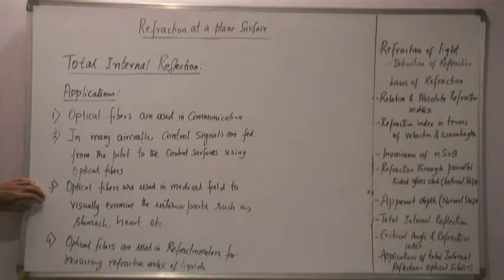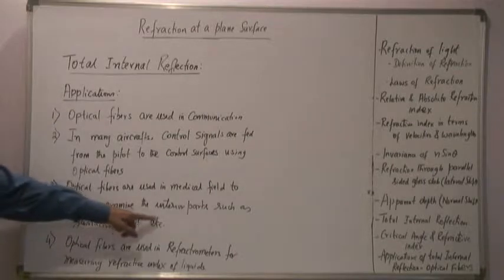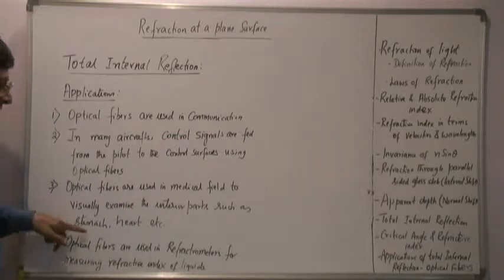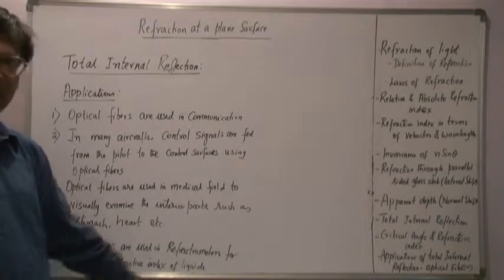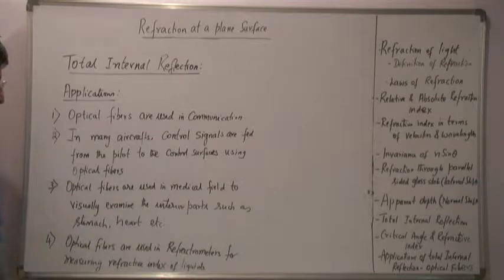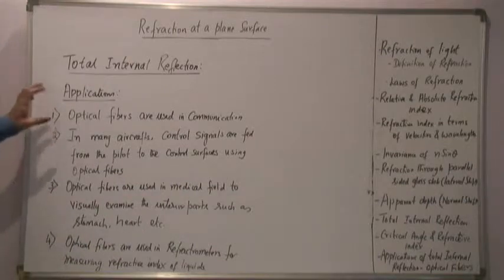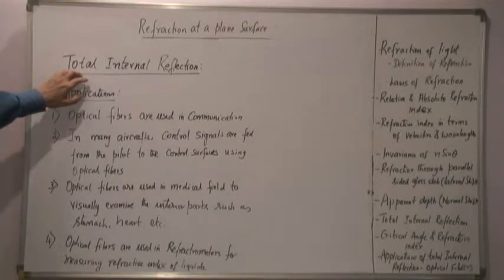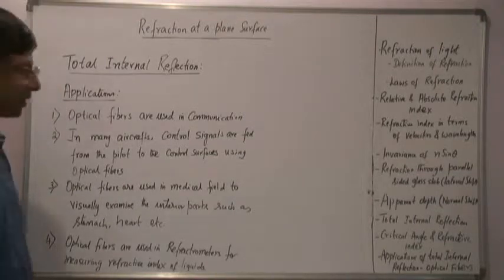Again, optical fibers are used in medical fields to visually examine the interior parts of a human being, such as the stomach, heart, etc. And finally, optical fibers are used in refractometers. These refractometers are used to measure the refractive index of liquids. There are several other uses that use optical fibers, but I am limiting the list to just four of them.